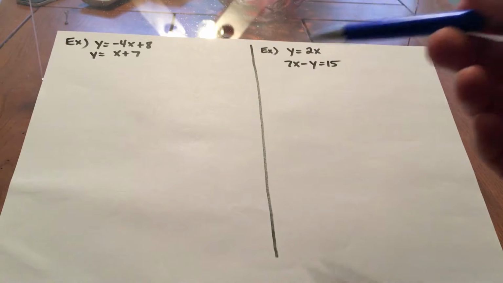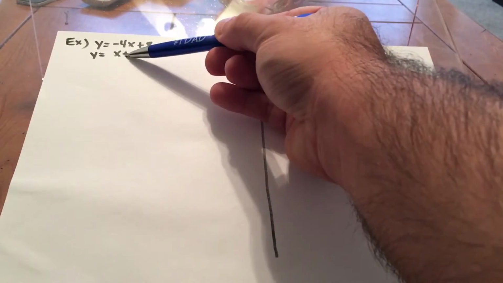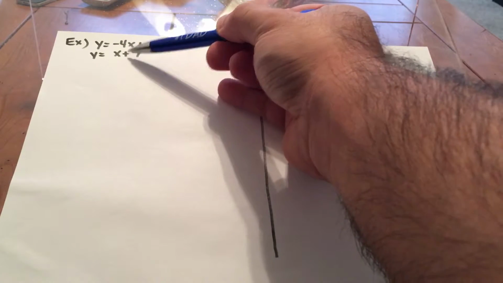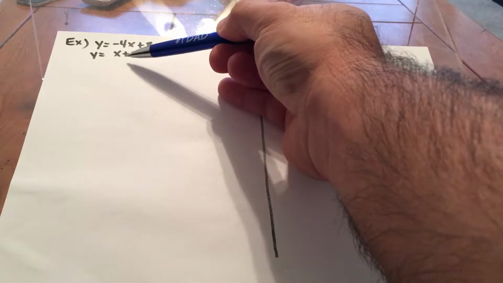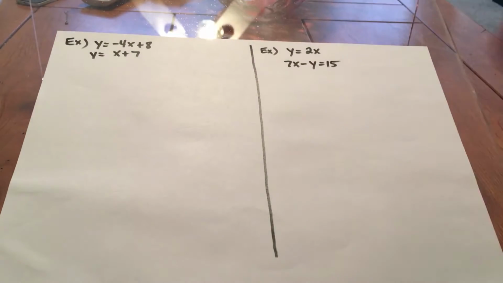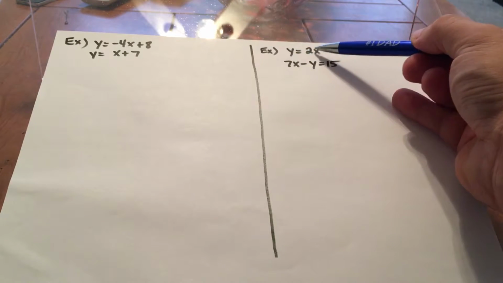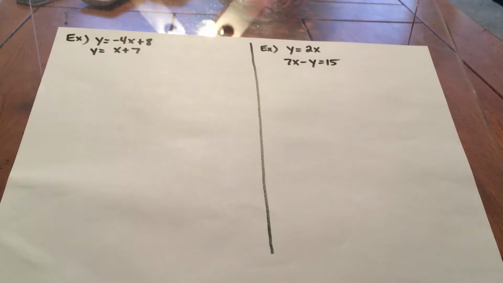Just to give you a little bit of a hint on what you want to do, these are already both solved for y. So if y is equal to both of these things, then both of these things are going to be equal to each other. So you want to set negative 4x plus 8 equal to x plus 7 and solve from there. Notice they've already solved for y in this one as well. So all you've got to do is take this y out and put 2x there and solve. So take a minute, pause the video, and see what you come up with.